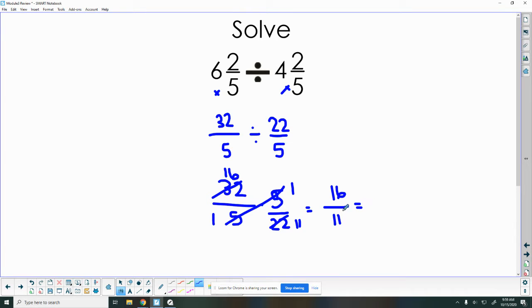And then 11 goes into 16 one whole time. 1 times 11 is 11. To get from 11 to 16 is 5 more pieces out of 11. So when I have 6 and 2/5 divided by 4 and 2/5, I can make one whole group with 5/11ths left over.